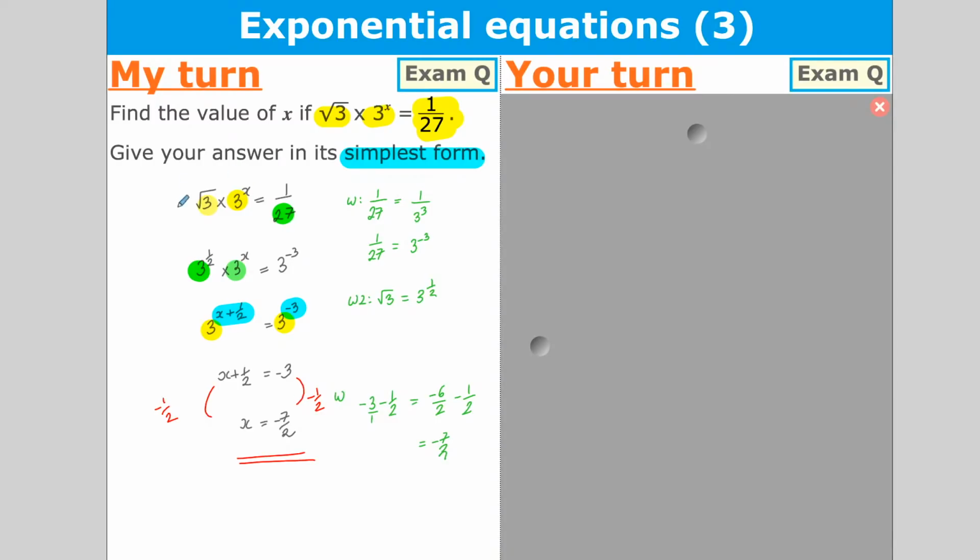Think on your feet, use your square roots and your root knowledge, convert your fraction into a single power. I think you can do it. Here you go.